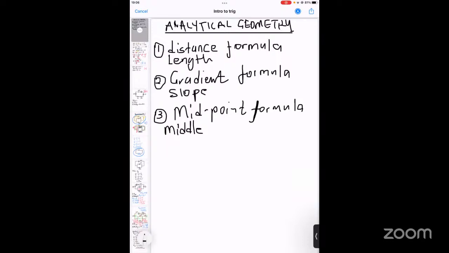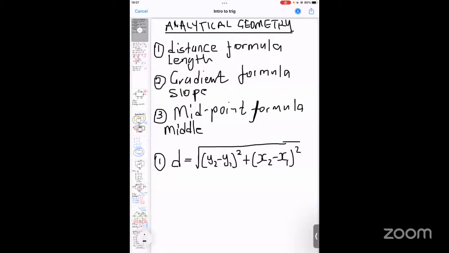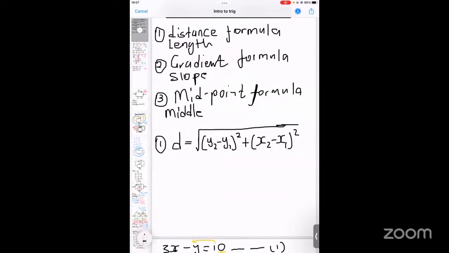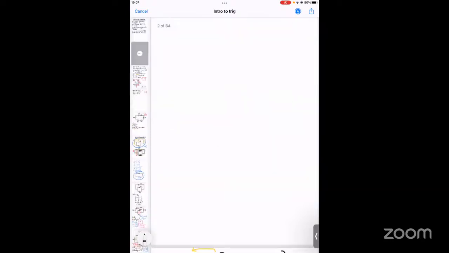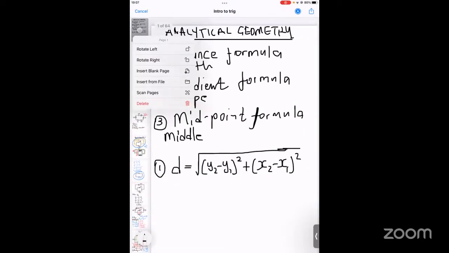So guys, it is 3 main formulas that we are going to be talking about. The one for the distance, this is how it looks like. The distance formula is equals to square root of y2 minus y1 you square plus x2 minus x1 you close you square. This is the formula for calculating the distance. I will give an example on that one before we move on to another type of a formula.